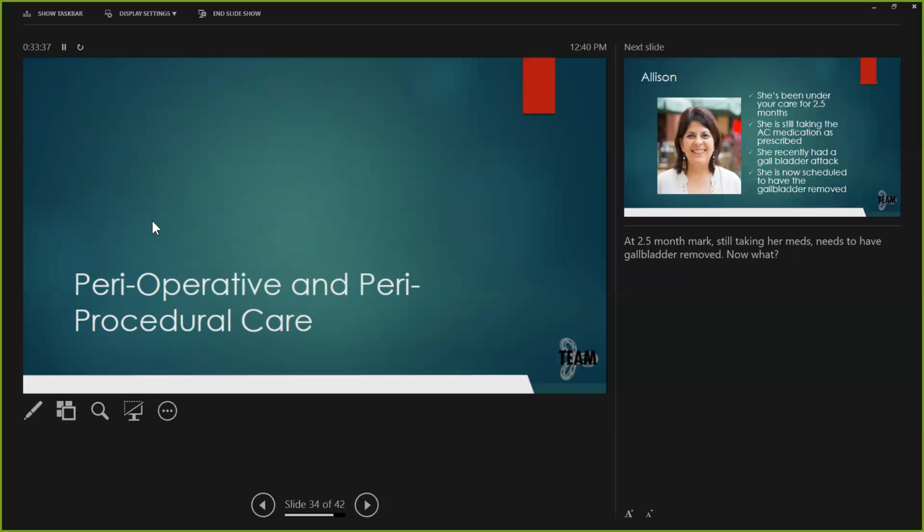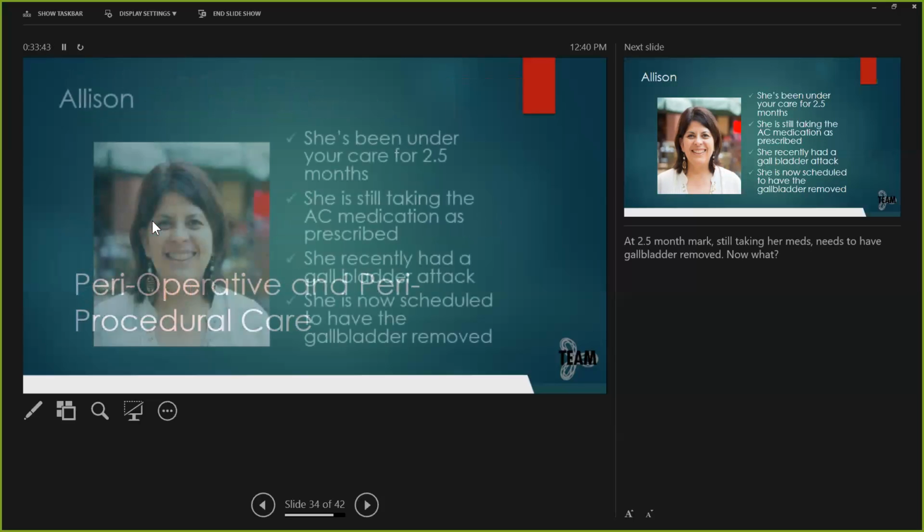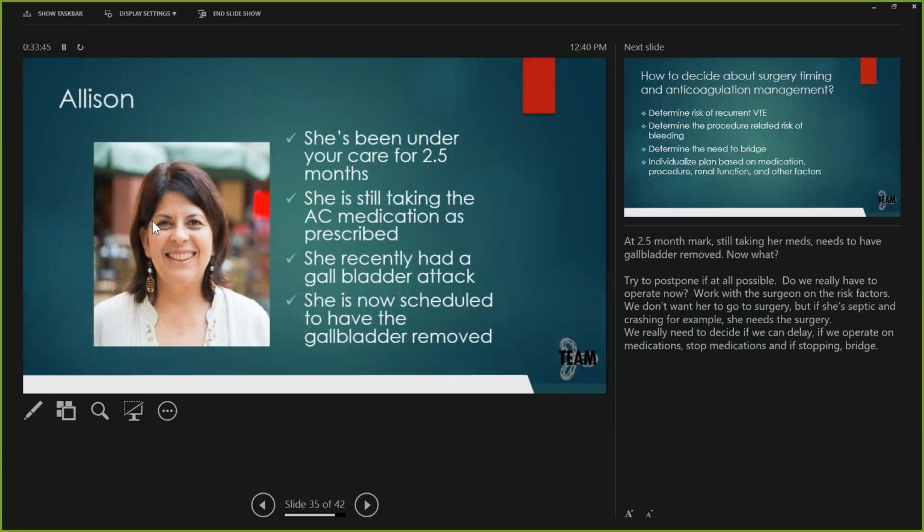And just like perioperative, we know how to treat the patients, the duration. Sometimes our patient who has been under our care now presents with an acute gallbladder attack. So should she get the surgery done or should she wait? Because she's only 2.5 months since the last DVT. What's the best time for patients to get surgeries when they have a DVT?